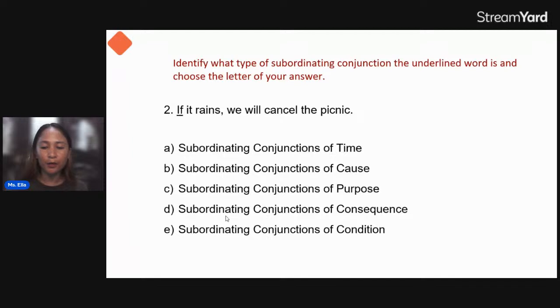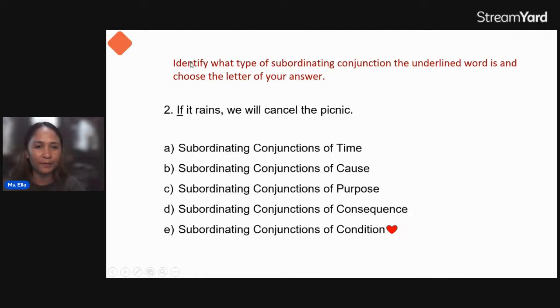Okay, so the correct answer for number two is letter E, subordinating conjunctions of condition. Why? Because of the word if. If, it's a condition, right? The condition is, if it rains, we'll cancel the picnic. That's the condition. Okay, so now let's continue.